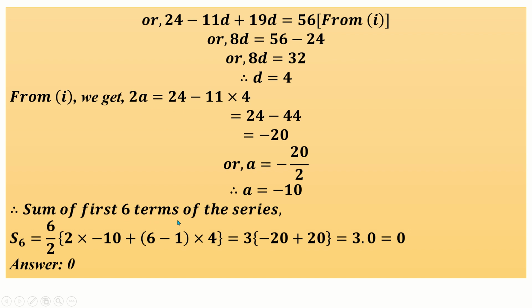Therefore the sum of the first 6 terms of the series, that means S6, is equal to 6 by 2 into 2a, a is equal to minus 10, plus 6 minus 1 into d, this is equal to 4. 6 divided by 2 is 3, here minus 20, and here 6 minus 1 is 5, 5 into 4, this is equal to plus 20. So minus 20 plus 20, this is equal to 3 into 0, this is equal to 0. Therefore the required answer will be 0.